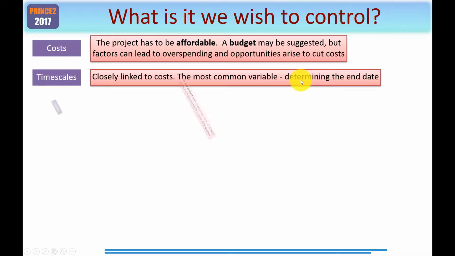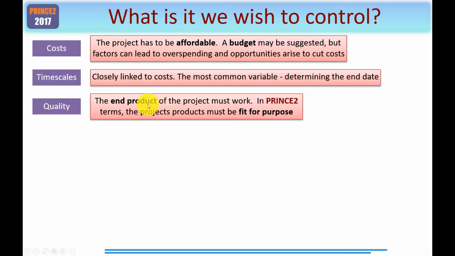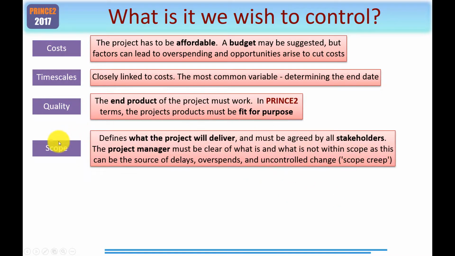Next up, quality. The end product of the project must work. That's as simply as I can put it. Now, in PRINCE2 terms, this means the project's products must be fit for purpose. Scope, that's what's included, what isn't. This defines what the project will deliver. This, too, must be agreed by all stakeholders. Otherwise, we can't control something that hasn't been agreed by all concerned.